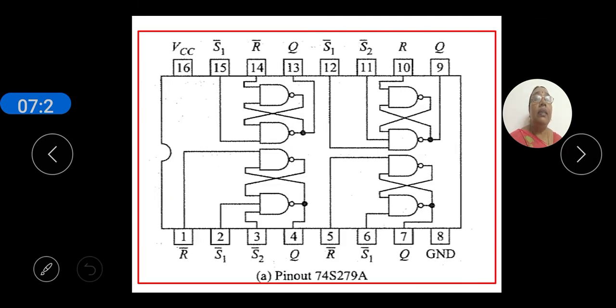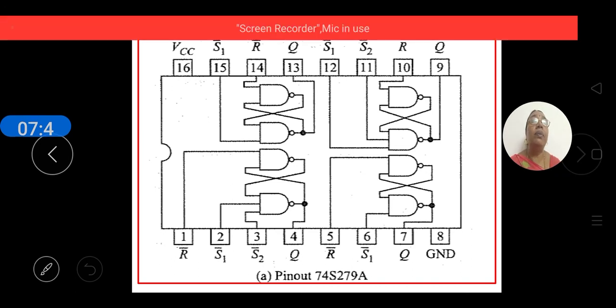This is the chip which is used for NAND gate RS flip-flop. This chip is 74279A and it has 4 NAND gate flip-flops inside it. You can see the inputs and outputs of all the NAND gate flip-flops.